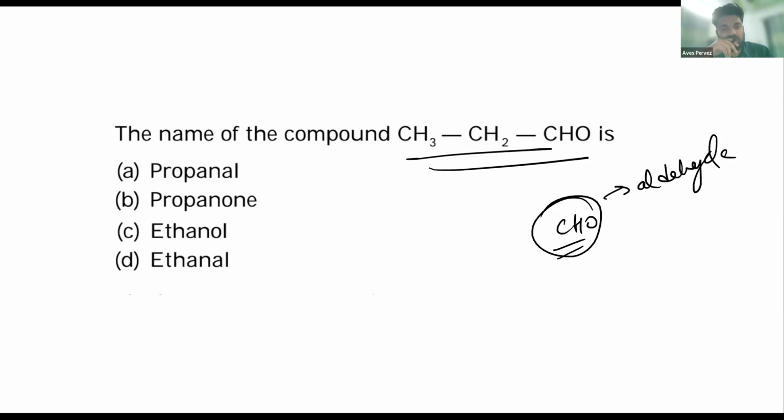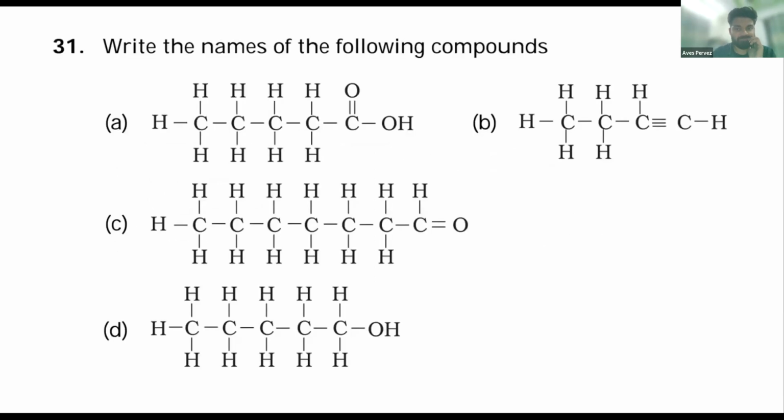Will you remember this one? Yes, sir. Okay. Next, tell me which functional group is present in this one? Sir, OH, alcohol. It is not alcohol, it is carboxylic acid. C double bond OH is carboxylic acid.